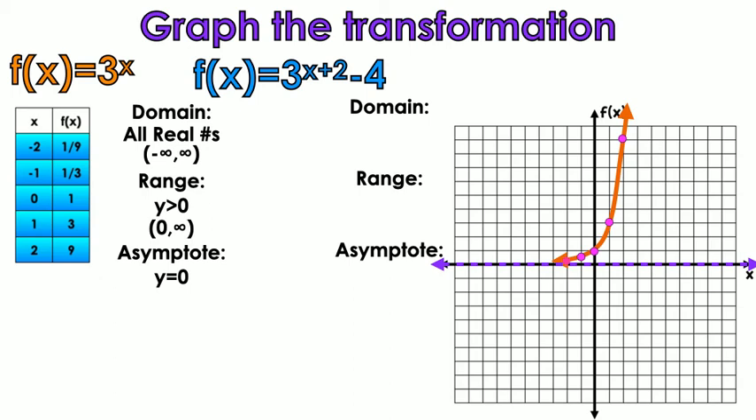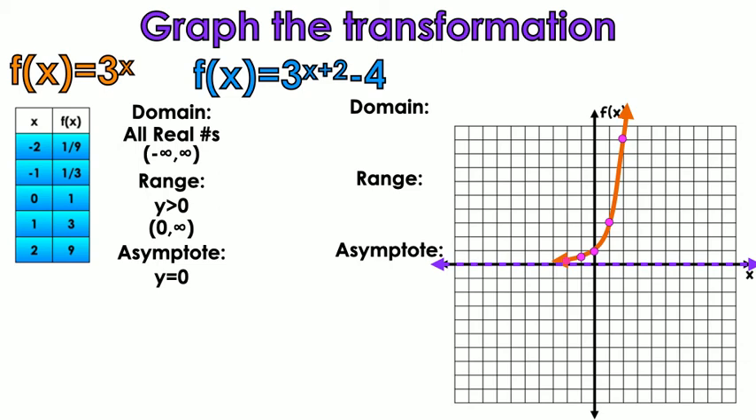Last example. Okay, notice what is happening here. I have two transformations, a combo, a one-two punch combo. So we've got to figure out what does the 2 do and what does that negative 4 do? Why don't you think about that for a second? Think about it. Okay, you should be ready.